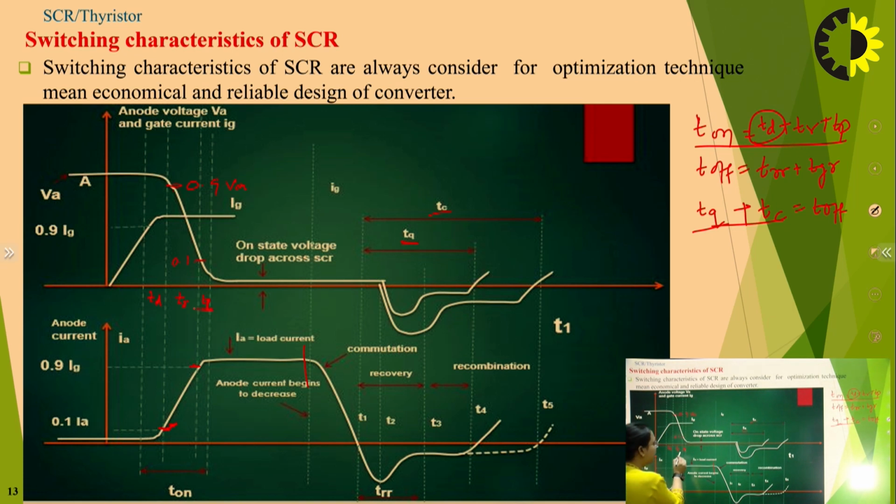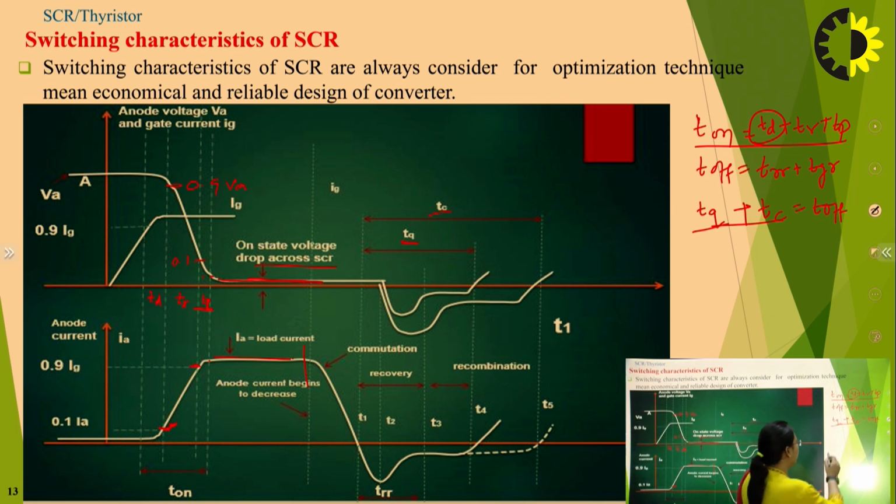During the spread time, the anode voltage finally falls from 0.1 VA to the on state voltage drop, the minimum voltage, and the anode current rises from 90% to the final 100%, that is Ia. Okay, so this is the turn on time of the SCR. Now after completing the turn on time of the SCR, the anode current will be Ia and the voltage VA will be the minimum on state voltage drop across the SCR.